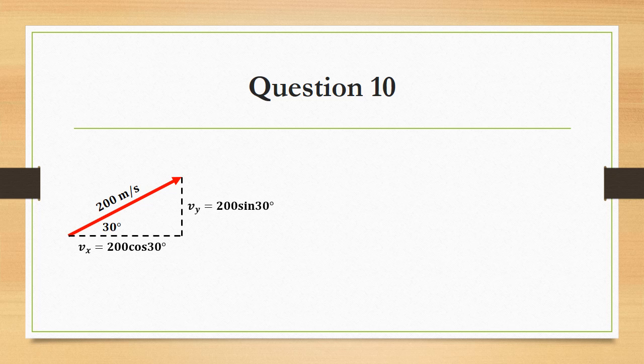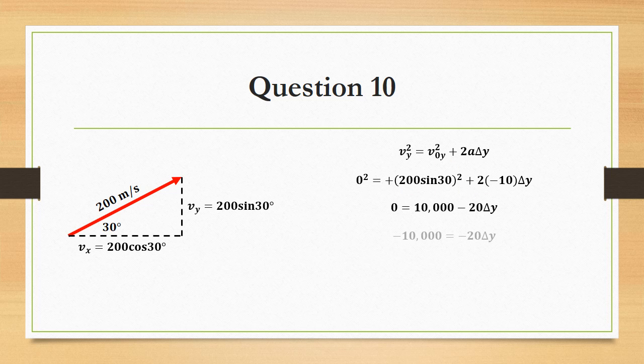The other thing to be conscious of is that the 200 meter per second velocity is not in a single dimension. It's got to be broken up into its x and y components. And therefore, when I go to do kinematics, you have to only use the component of the velocity in the y dimension, and therefore 200 sine 30, not the entire 200. So I'm going to sub that in, and 200 sine 30 is just 100. 100 squared is 10,000. And I'm going to subtract that 10,000 to the left side, divide both sides by negative 20, and we get a.